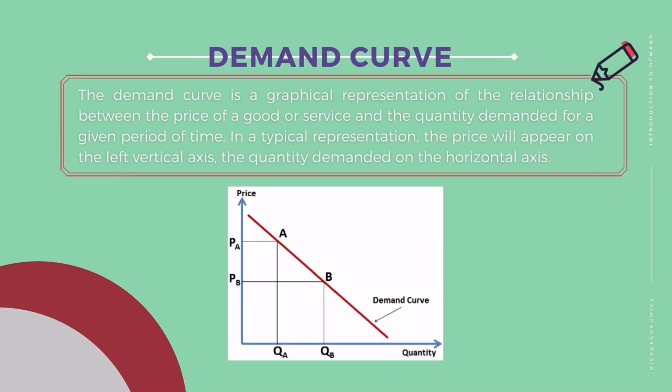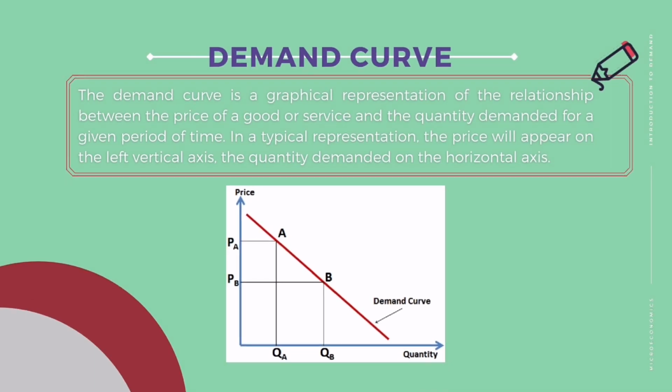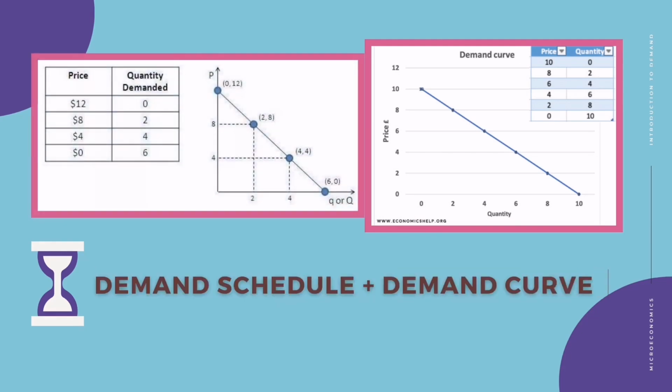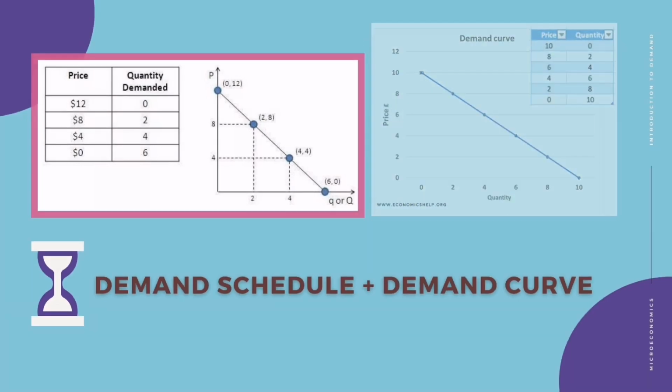The demand curve is a graphical representation of the relationship between the price of a good or service and the quantity demanded for a given time period. In a typical representation, the price will appear on the left vertical axis and the quantity demanded on the horizontal axis. Now, I will show you the example of demand schedule and demand curve. This is how we do it.